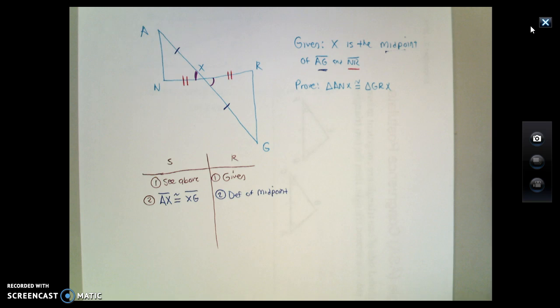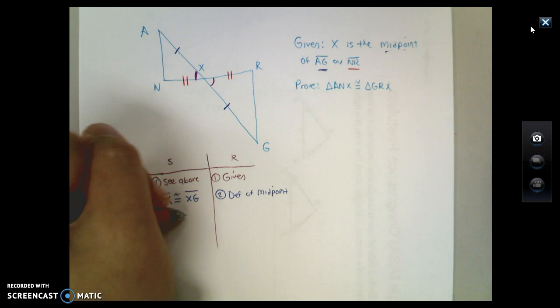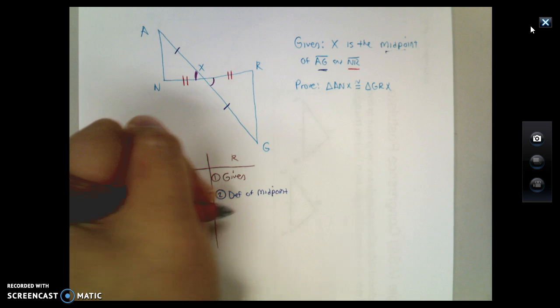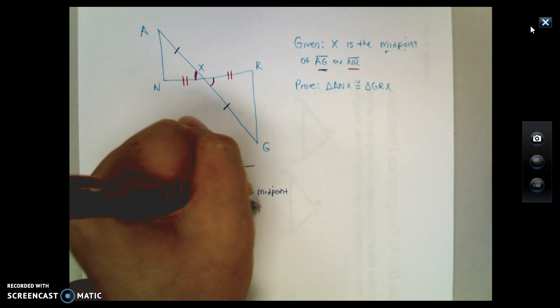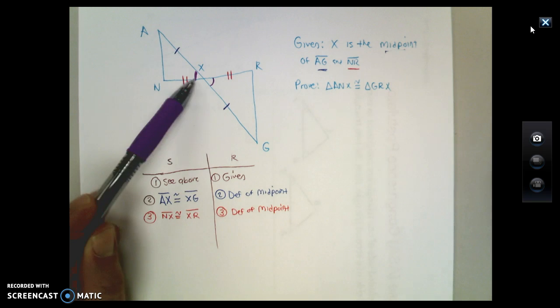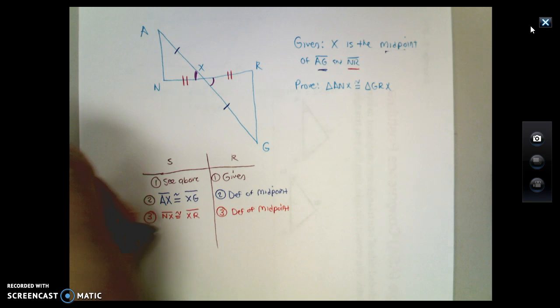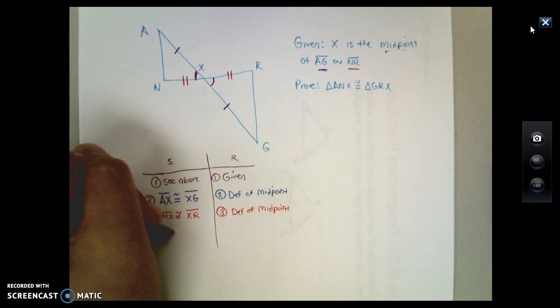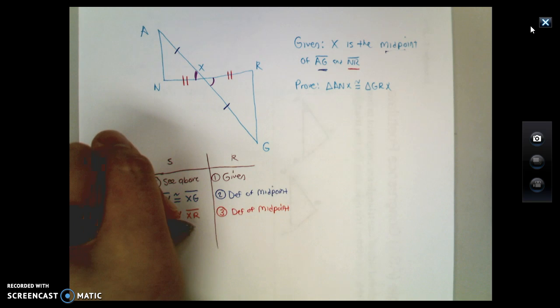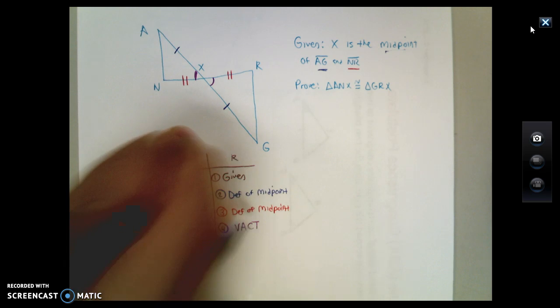Okay? The next thing we looked at is the fact that X was also the midpoint of NR. And so my next statement was NX is congruent to XR. And that's going to also be for the same exact reason. Definition of midpoint. Okay? The last thing that we are able to identify are these vertical angles. So anytime you see vertical angles, you can always state them. And so here I go stating it. AXN is congruent to RXG. And that's going to be the vertical angle congruence theorem.